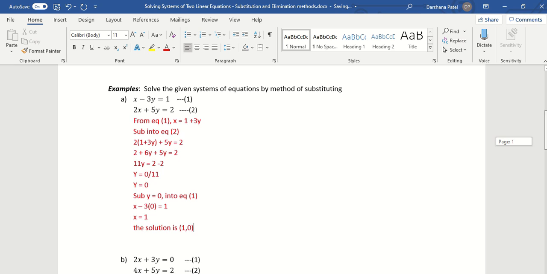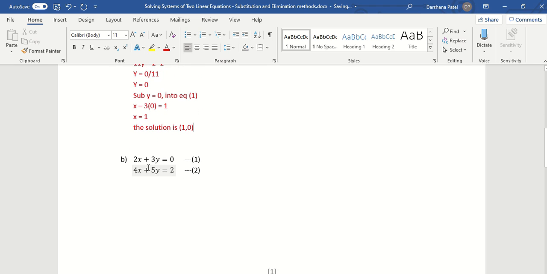Let's look at another example. Now I have 2x plus 3y equals 0, 4x plus 5y equals 2. It's not easy like the other one where we can say x equals something. Here I have 2x. So you have two options here. One thing you can do is simplify your 2x. You can say 2x equals negative 3y. And once you have that, you can say x equals negative 3y divided by 2.